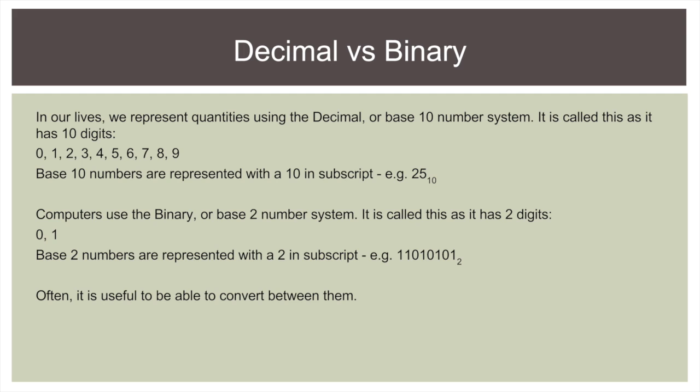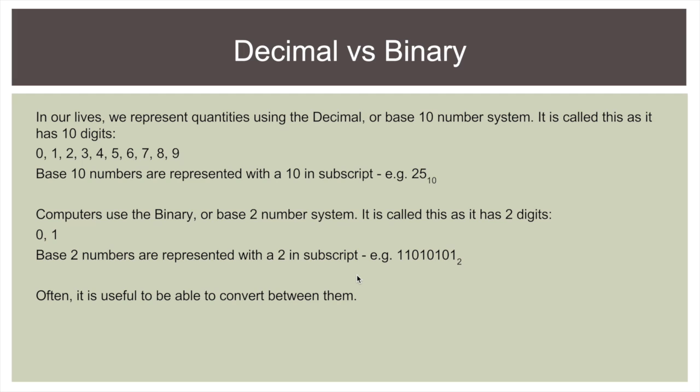So, in decimal versus binary, we represent quantities using the decimal or base 10 number system. It's called this as it has 10 digits: 0, 1, 2, 3, 4, 5, 6, 7, 8, 9. We can also represent this using a subscript, so we can use 25 with a little 10 to represent that it's a base 10 number. Computers use the binary or base 2 number system, and it's called this as it has 2 digits, 0 and 1. Base 2 numbers are represented with a 2 in subscript. So here's an example of a base 2 number, and we have the little 2 there.